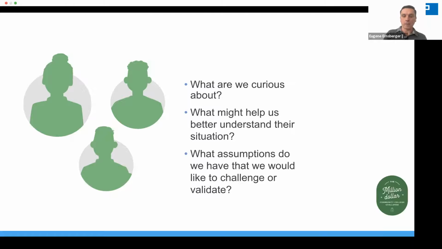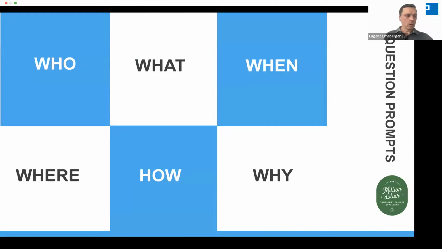What assumptions do we have that we would like to challenge or validate? I'm sure whenever you work with an institution for a significant amount of time, you start to assume that you have answers. And a survey is a way to, even if it's just validating that it is in fact true, give us an opportunity to engage with that audience group and confirm or validate.